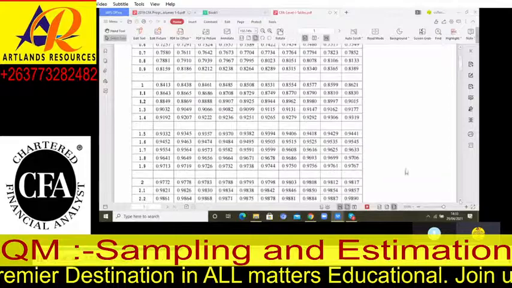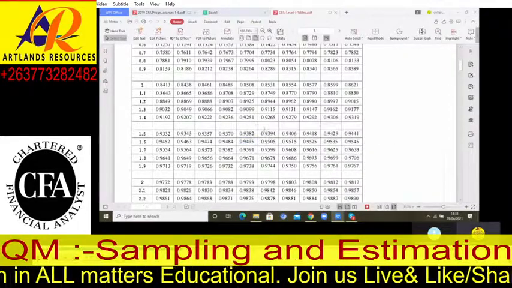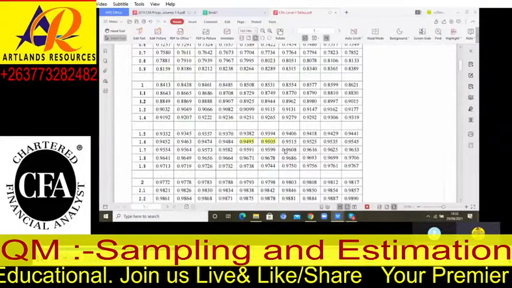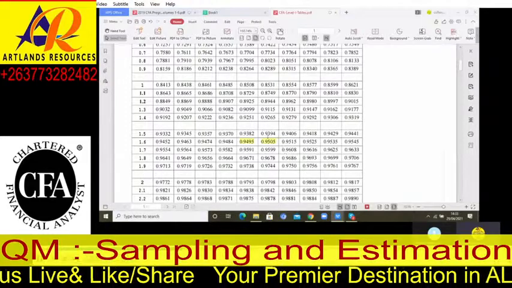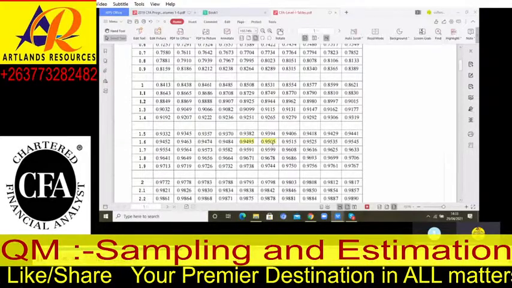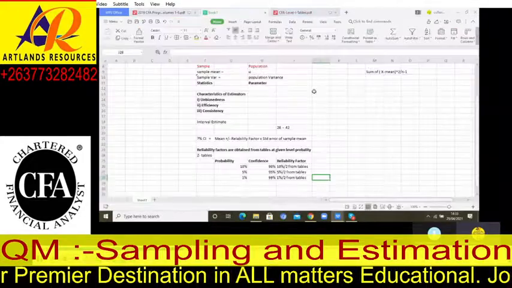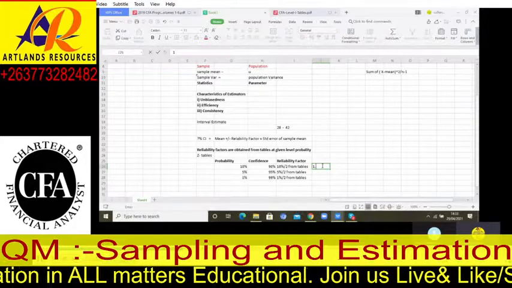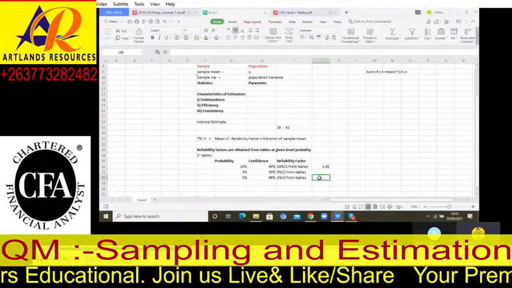Whichever figure you pick here, it's a good estimate, because they are both close to 95. If we pick 95.05, it will be under 1.6, under 5. So the reliability factor will be 1.65 here.